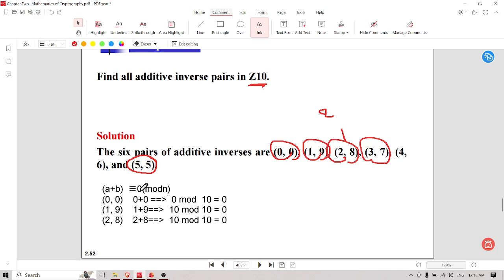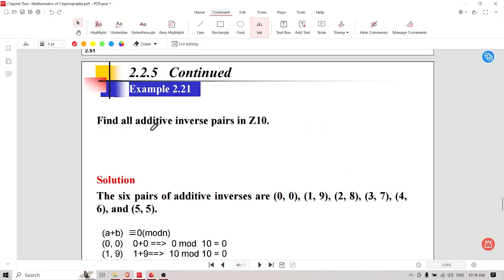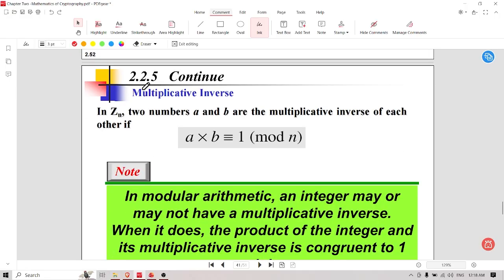Now for, let's say, 1 and 9, why do we say that it is 0? Now let's take this one in here. Say 1 plus 9 would be equal to 10. 10 mod 10 is equal to 0. 2 plus 8 would be 10. 10 mod 10 is equal to 0. And so on. So this is for additive.